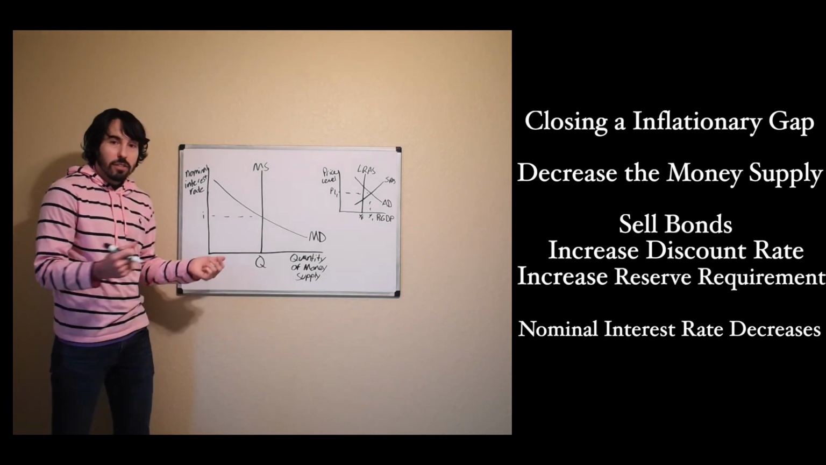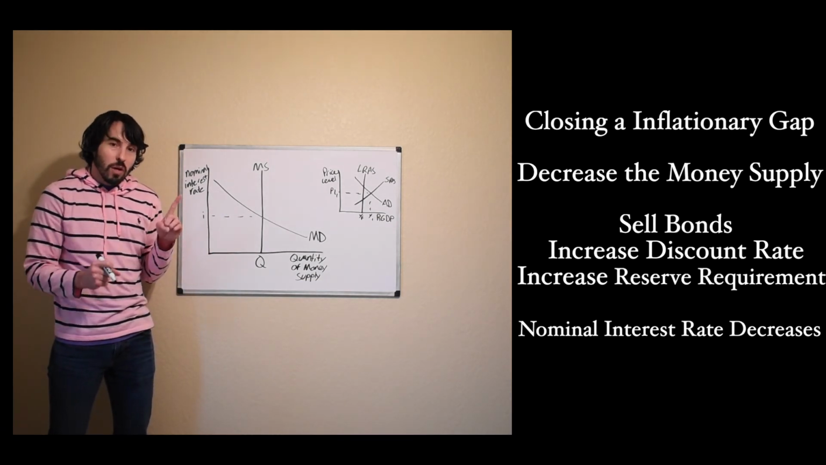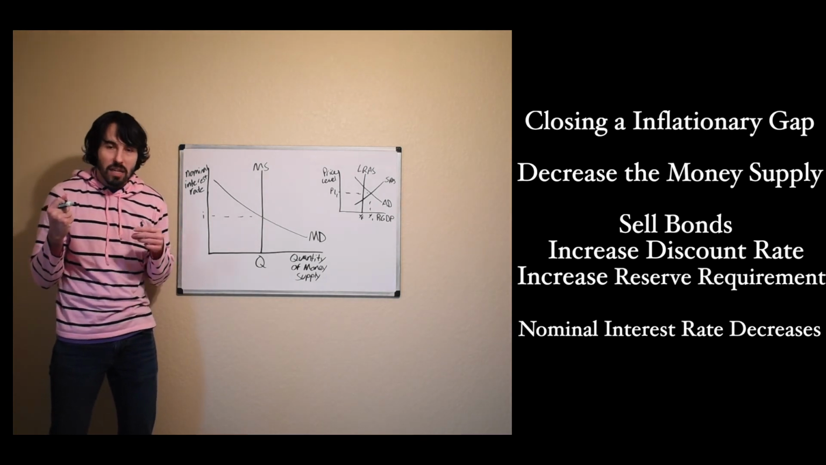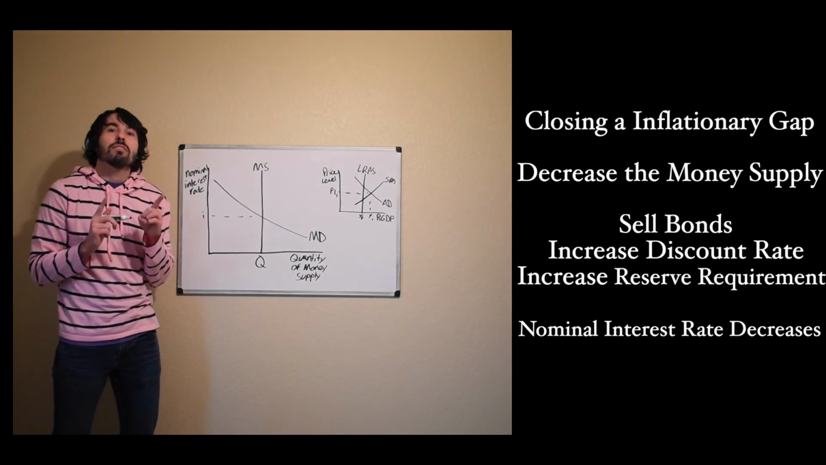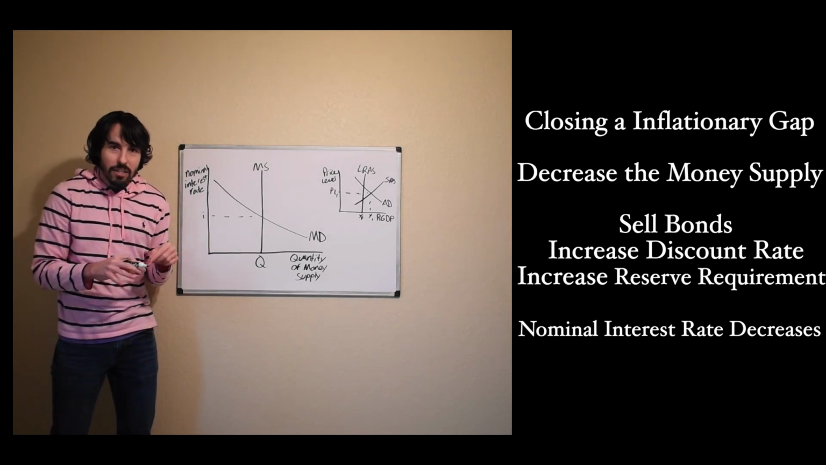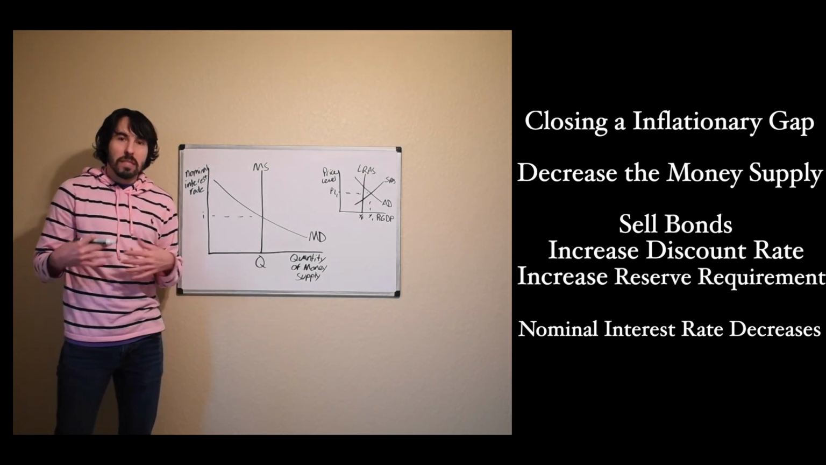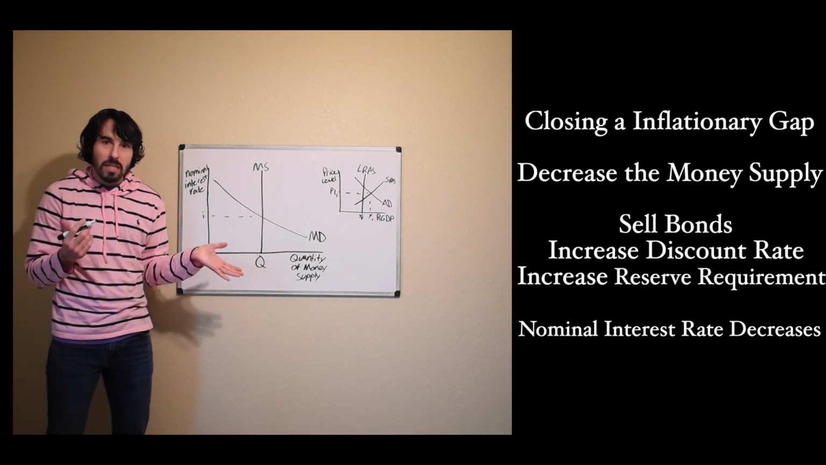There's three things they could do to do this. They could either increase the reserve requirement ratio, which would make banks hold on to a greater percentage of demand deposits, or they could increase the discount rate, charge commercial banks a higher interest rate when they borrow from the Fed, which will cause those banks to turn around and charge people a higher interest rate when they borrow from the bank, leading to less loans, less money being spent.